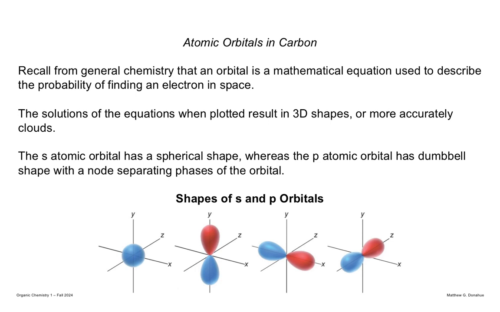So in general chemistry, you learned about the shapes of these atomic orbitals, the s orbital, the p orbitals, and then you may have talked about when you start going into period number 3, you can access d orbitals. So d orbitals are off limits in this class. We're just talking about s and p. And an orbital is really a mathematical equation.